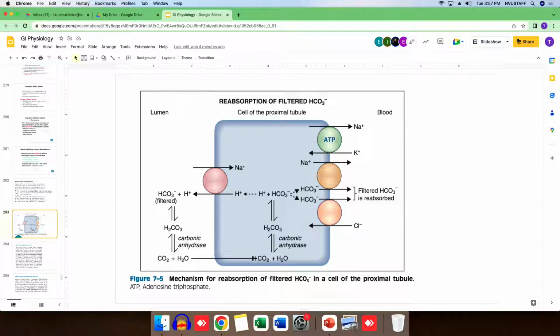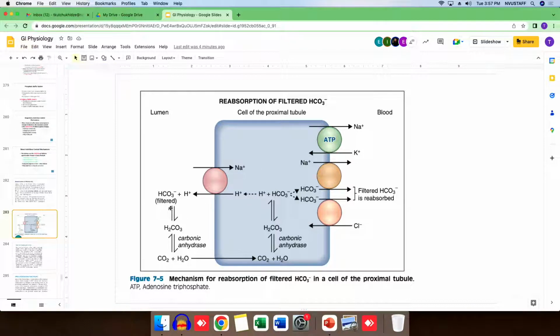CO2 enters the cell. Here the same reactions happen: we create H2CO3 with the intracellular carbonic anhydrase, and we get again the proton and bicarbonate. This is the way the bicarbonate has entered the cell.